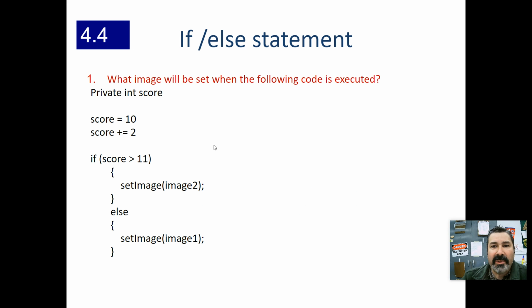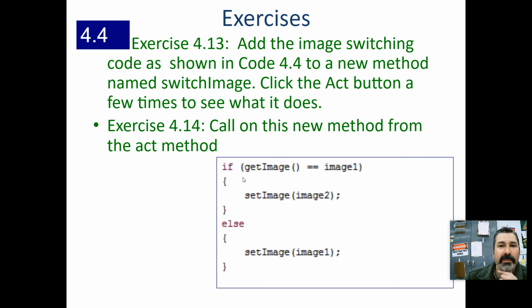All right, what image will be set when the following code is executed? I'm not going to help you do this. See if you can figure this one out on your own. I'll help you a little bit. Score equals 10, score plus equals 2. What that means is take score, which is now equal to 10, plus 2. So score is now equal to 12. That should help you. Do the rest from there. If you need help, ask me in person.